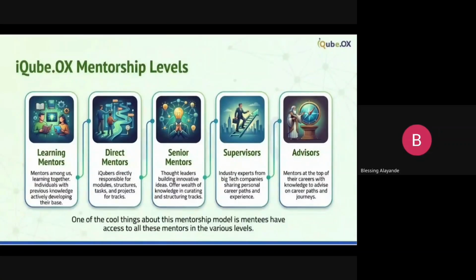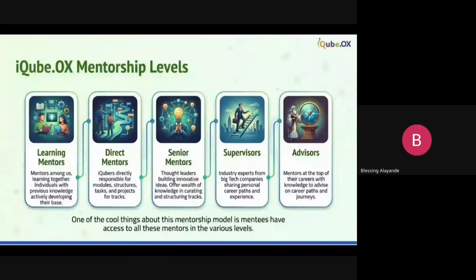Learning mentors are just like your peers, or people that know a little bit more than you do, so they can easily put you through what you already know and show you, oh, this is how you do this. I've learned this before, these are the mistakes I made, this is how I was able to navigate this particular thing. So they are learning mentors.